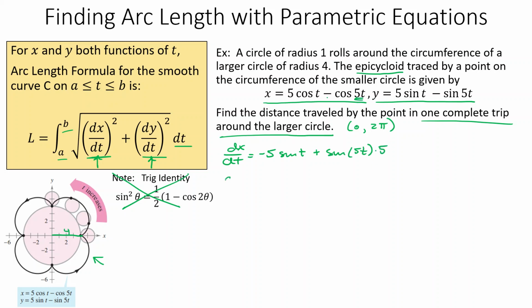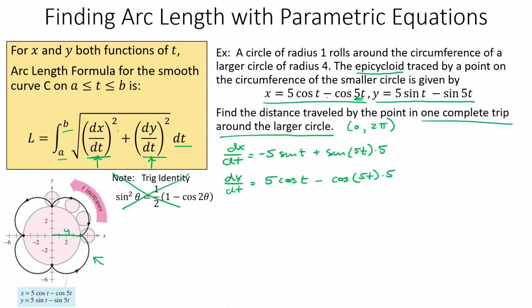All right, dy/dt equals the derivative of this guy, so 5 sine, the derivative of 5 sine is 5 cosine, the derivative of sine is cosine, minus the derivative of sine again is cosine of 5t times the derivative of the inside, which is 5. So there's our two derivatives.